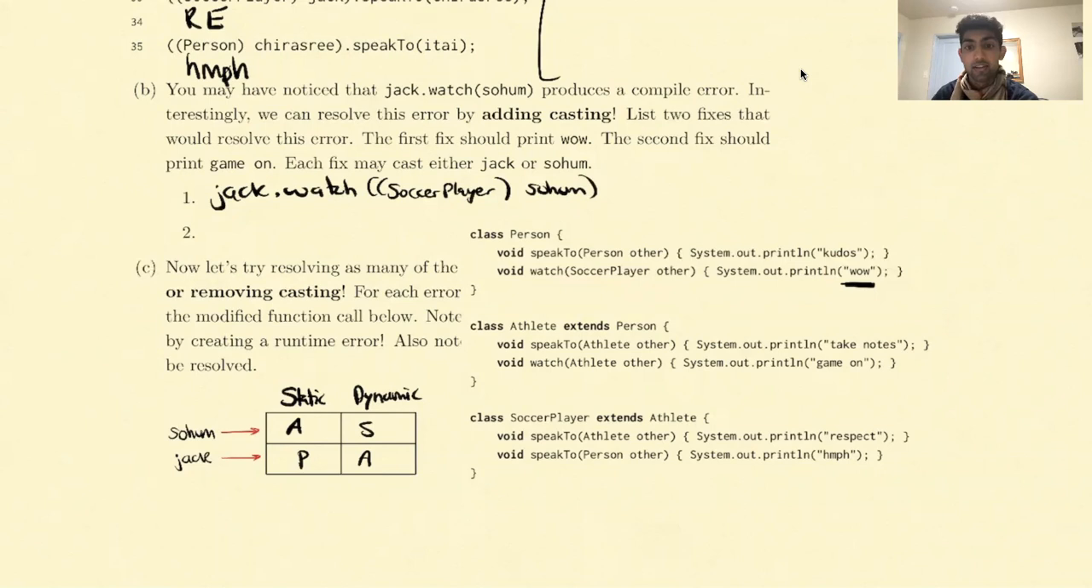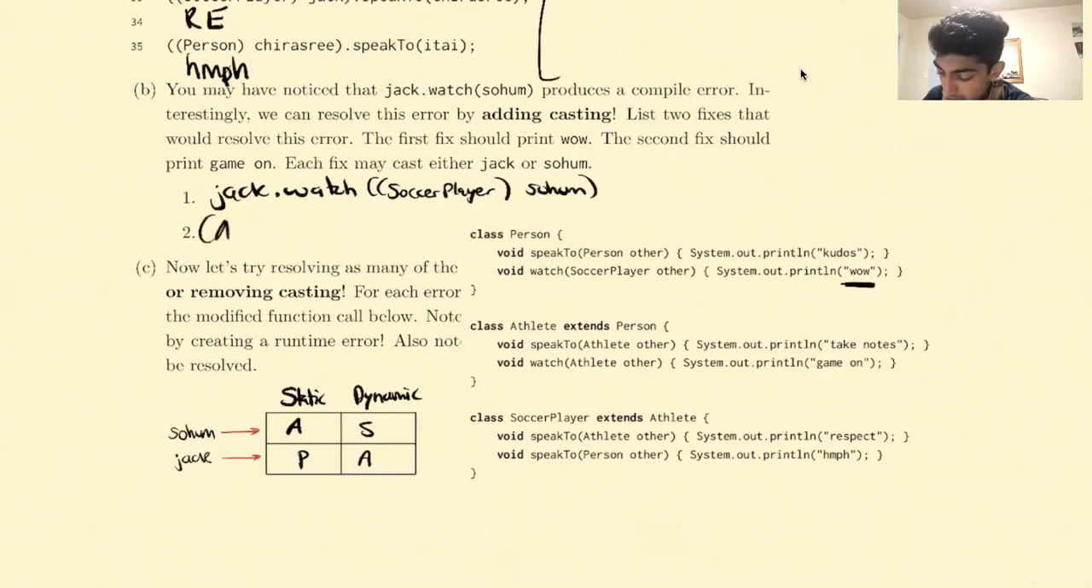Okay, so the second fix to print out "game on" is going to entail looking in the Athlete class from the beginning. So how do we look in the Athlete class from the beginning? Well, the class that we start looking in depends on the static type of Jack. Jack's static type is currently Person, so we look in the Person class. But if we make Jack's static type Athlete, we're going to look in the Athlete class. So in order to make Jack's static type Athlete, we can simply add in a cast.